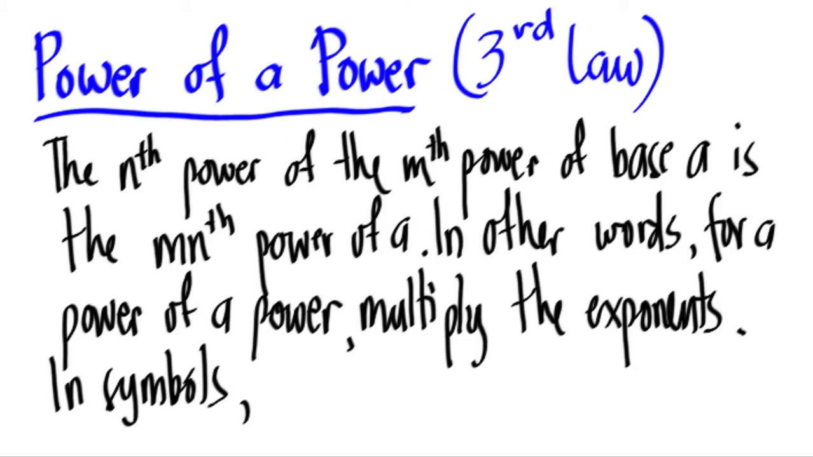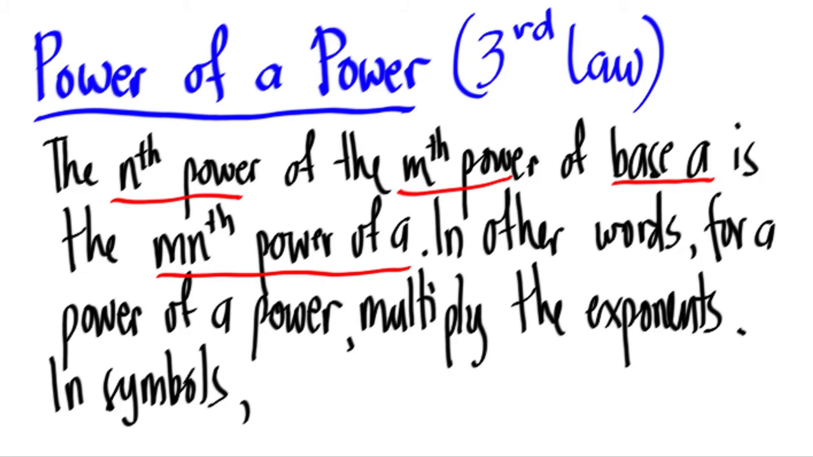So how do we interpret this third law? The nth power of the mth power of the base a, please don't get confused by this, is the mnth power of a. Again, we are raising a raised to m to the power of n. So if we have a raised to m raised to n, we're going to multiply the exponents, that is, a raised to mn. In other words, for a power of a power, multiply the exponents.